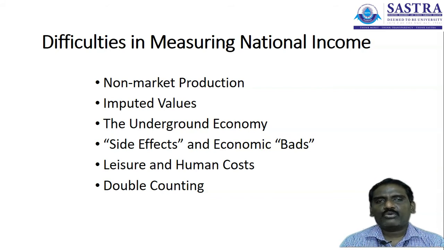Then the underground economy. Corruption or black money in the economy also affects the national income. And side effects or economic bads also happen. If one particular sector increases, or the income generated by one particular sector grows, it may in turn affect the other sector.